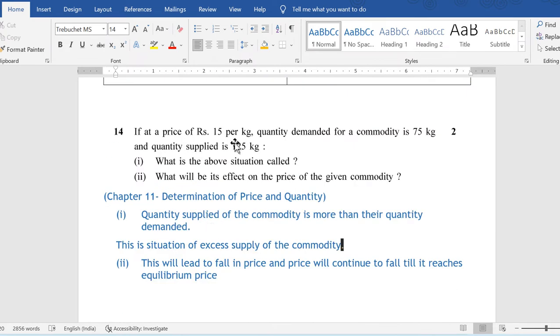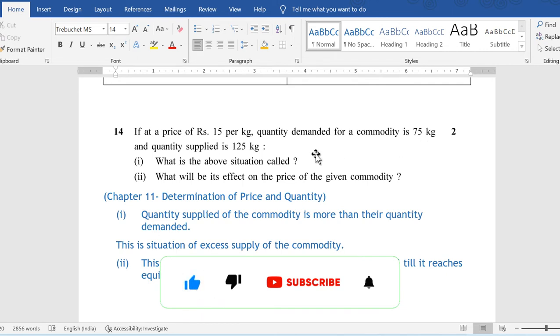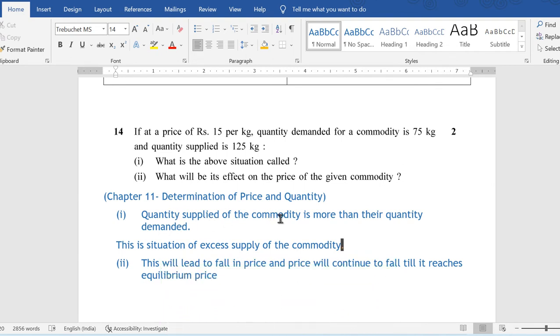Question number 14. If at a price of rupees 15 per kg, quantity demanded for a commodity is 75 kgs and the quantity supplied is 125 kgs, what is the above situation called? What will be its effect on the price of the given commodity? This situation is from Chapter 11, that is determination of price and quantity. If at a price of 15 rupees, the quantity demanded is 75 kilos and the quantity supplied is 125 kilos, the quantity supplied of the commodity is more than its quantity demanded. Therefore, the situation is excess supply of the commodity.